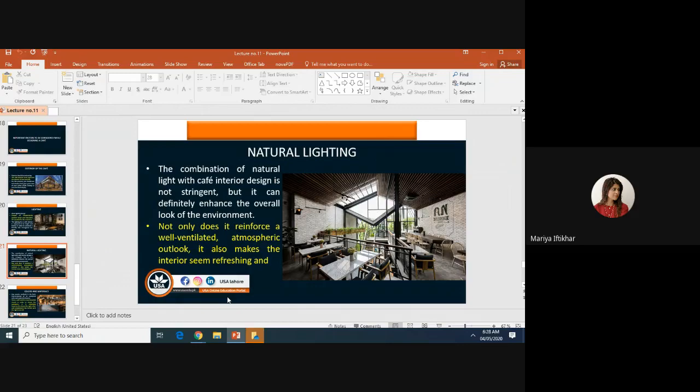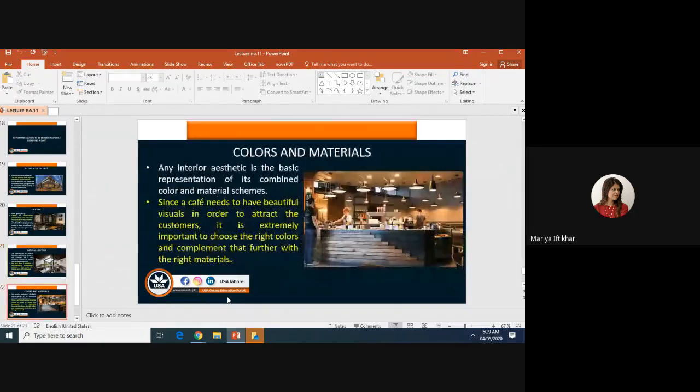Plus another most important thing is that if you are incorporating natural light, please make this thing clear that the exterior views should be good for the customer. It should not be like I'm sitting in a cafe, having a cup of coffee, and I can see heaps of garbage out there. So this should not be your design approach. You should provide natural lighting in that portion where the exterior views are beautiful, so please consider this point too. And colors and materials are obviously a very important part of the cafeteria design.